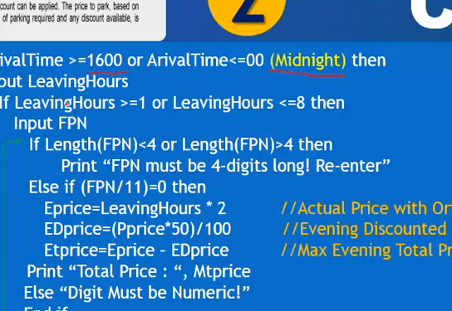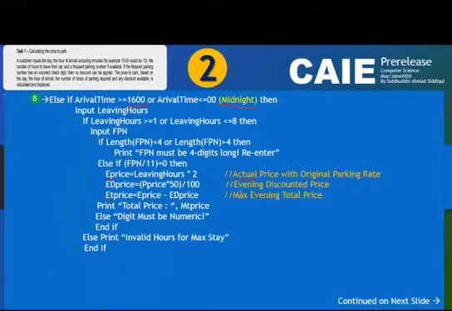So again input leaving hours. If leaving hours greater than 8, then again the same procedure will be applied, right? Here I have changed the variable name. See, E price, evening discounted price, evening total price, right? I have changed the variable letter. Here I have just marked them separately so that you can understand easily. Now print total price, empty price, right? Else digit must be numeric. The same procedure, the same lines of code will be written accordingly.